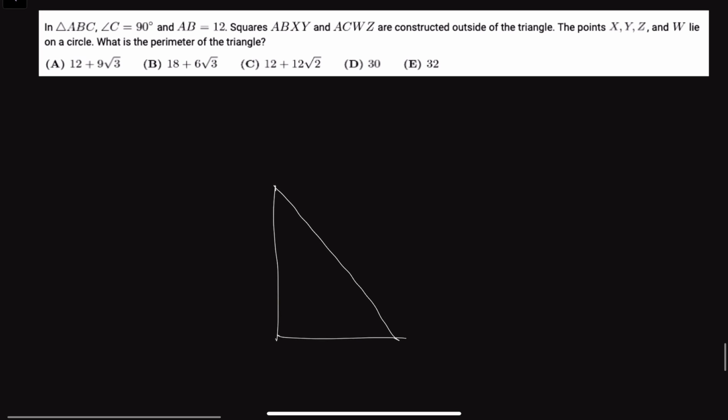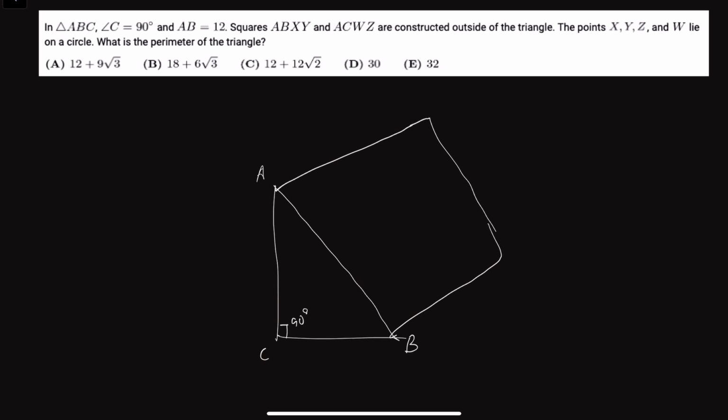So if we consider the triangle, something like this. The triangle is ABC, right angled at 90 degrees. Now the square ABXY would be something like this, and ACZW would be something like this.